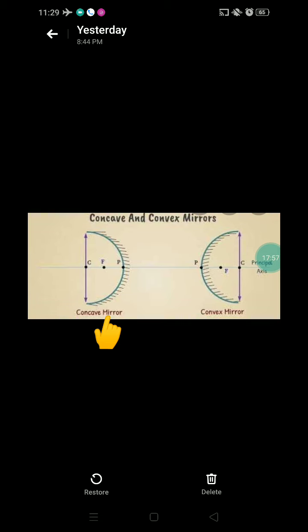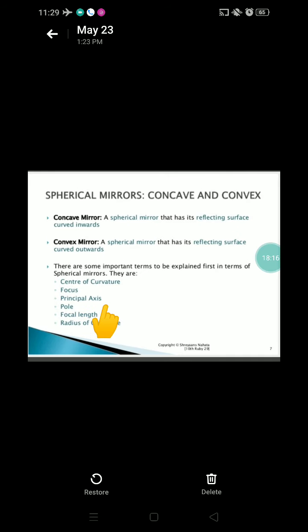So students, please note this one. A mirror has two surfaces. First one, a polished side or the reflecting side, this one, and the second one, an opaque side, this one. It is usually painted with red or green color. Okay, so it is clear, spherical mirrors. We have two types of spherical mirrors. They are concave mirrors and convex mirrors.